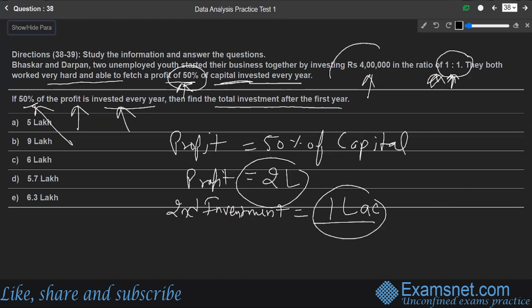The first investment was simply 4 lakh rupees only. So the total investment after the first year will be 4 lakh plus 1 lakh, that is nothing but 5 lakh rupees. So the total investment after a year is nothing but 5 lakh rupees. That is the answer, option number A.